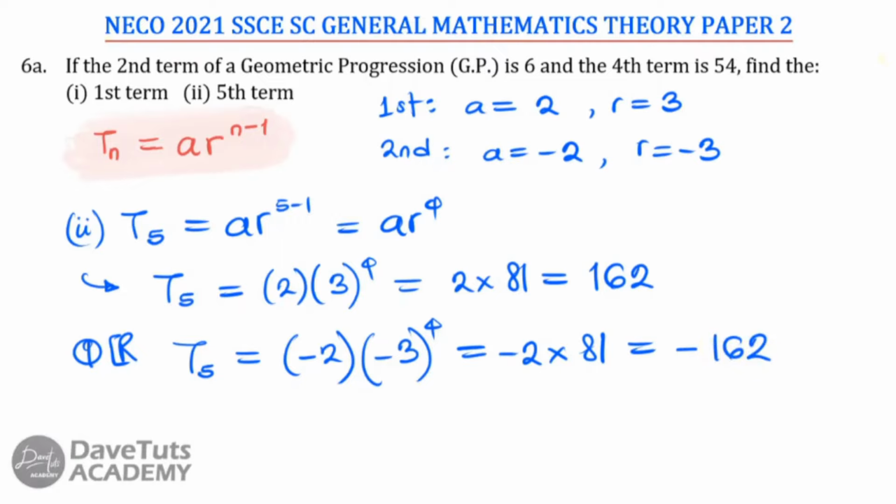So these are the possible solutions that we can have: T5 can be 162 or minus 162, and the first term A can be 2 or minus 2. And with that, we've been able to solve this question. Don't just take the square root of 9 as 3 and think you are getting your correct answer. You're only going to get half of the marks, because the square root of 9 is not just 3, it is plus or minus 3. Once you pick that, you solve your question, you are good to go and your full mark is assured.